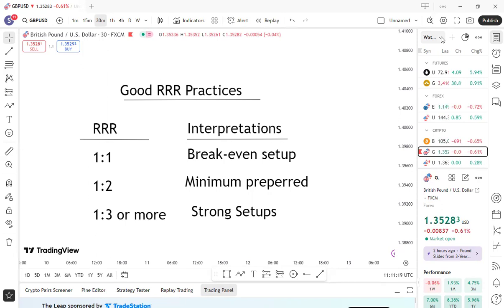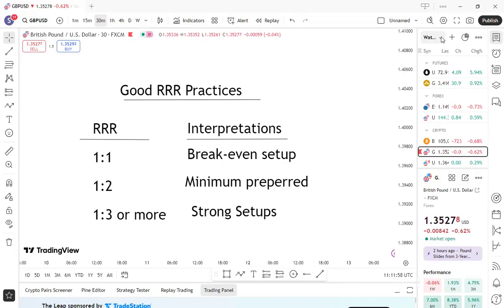The 1 to 2 risk reward ratio is the minimum preferred, and it's common among profitable traders. While for the 1 to 3 or more risk reward ratio, you need a very good, very strong setup. If your strategy doesn't have a very strong setup, I don't advise you to go for 1 to 3 or more. Just go for 1 to 1 or 1 to 2 and you remain profitable.